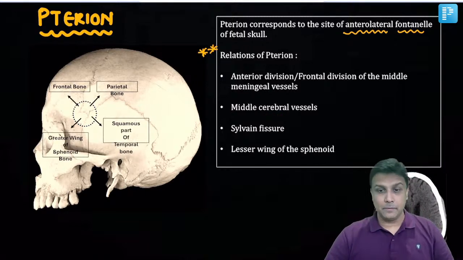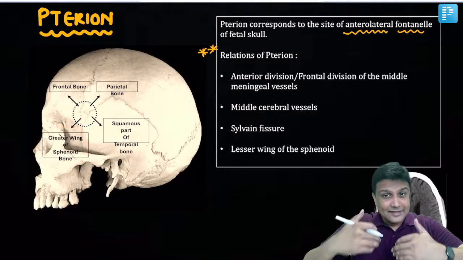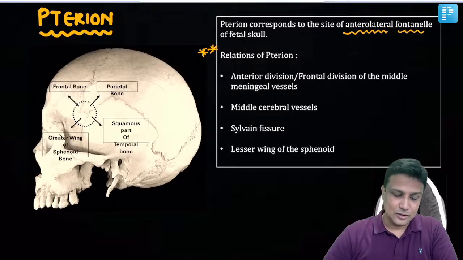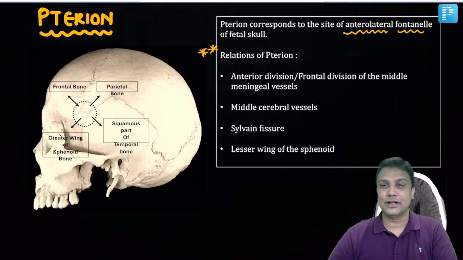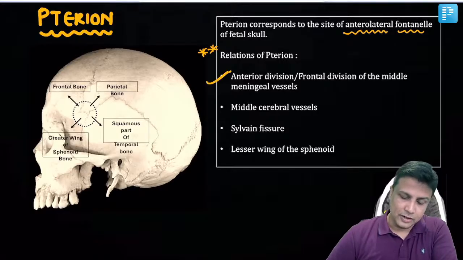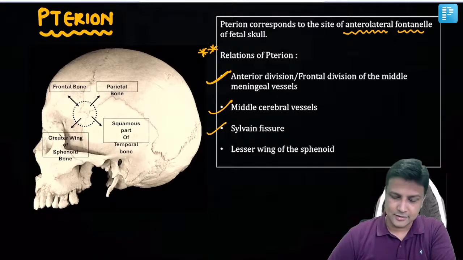And then remember, pterion is actually formed by the greater wing of the sphenoid, but just inside the pterion, there will be the lesser wing of the sphenoid. So let us repeat all these relations of the pterion once more here. It's worth repeating. Yes, there will be anterior division or frontal division of middle meningeal artery. And then there will be middle cerebral vessels here. And then sylvian fissure or the lateral sulcus. And then the lesser wing of the sphenoid here.